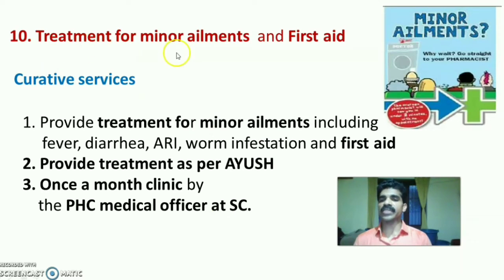The 10th service is treatment for minor ailments and rendering first aid, which includes under curative services. So providing treatment for minor ailments such as fever, diarrhea, ARI, acute respiratory infection, worm infestation, and rendering other first aid services for different measures like snake bites, etc. Then second one is provide treatment as per the choice of the public regarding Ayush, that is indigenous system of medicines, that is Ayurveda, Unani, Siddha, Homeopathy, etc.